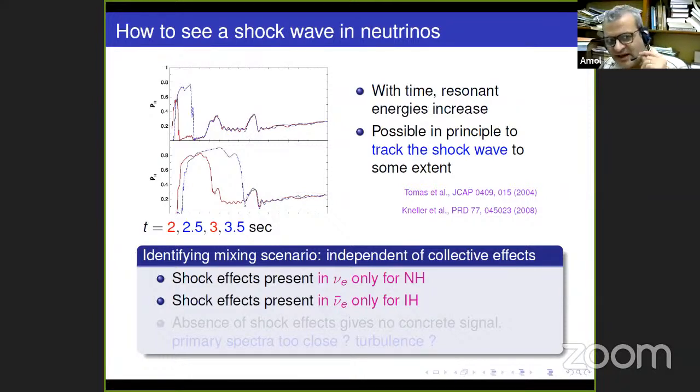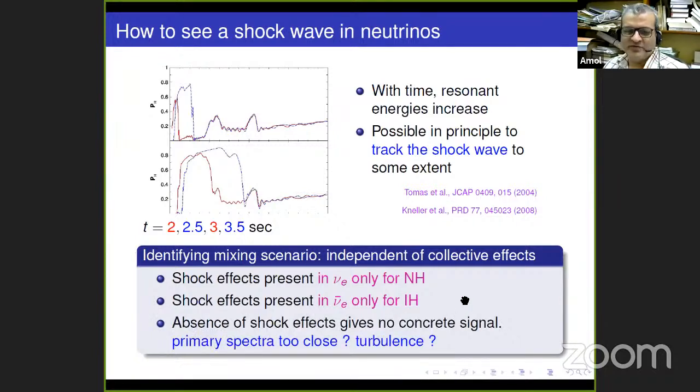Of course, I must say that I gave you a much more rosy and optimistic picture of what will happen. However, there are certain caveats, which I will just mention. It's possible that you will see no shock effect, and that of course doesn't tell you much. And it is possible that you do not see shock effects because the initial spectra are very close together. As we saw, if two spectra are very close together, even if they oscillate, we will not be able to tell. So that will be quite bad.